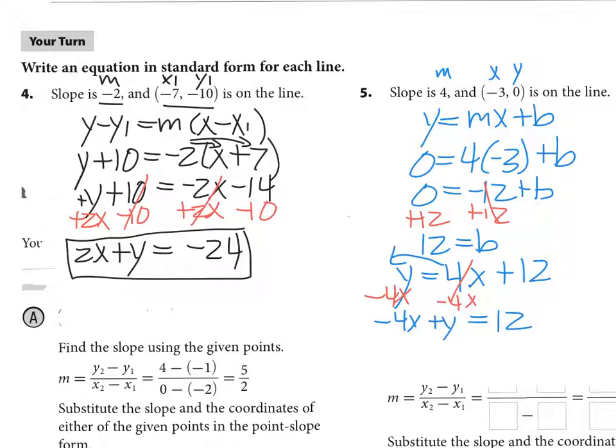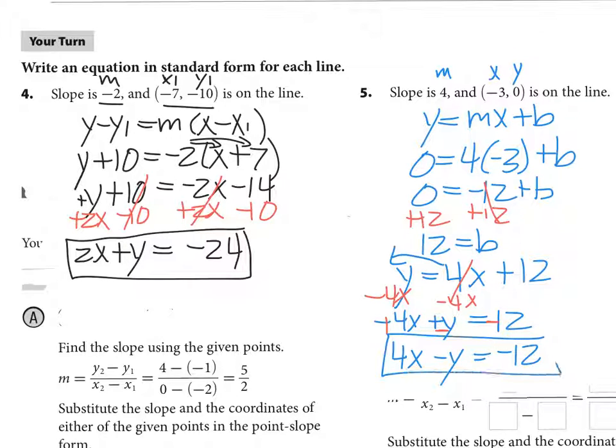Alright, now it looks good initially because I have my x and y on the same side. I'm going to erase this, make just a little bit more space. But my x term here is not positive. So what do I do? If I change the sign on this, I've got to change the sign of everything. So that becomes negative, that becomes negative, and I'm now left with 4x minus y equals negative 12, and now that's standard form.